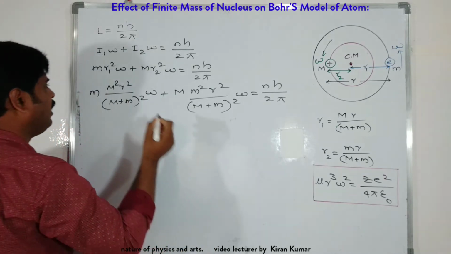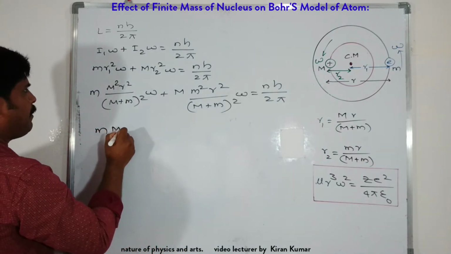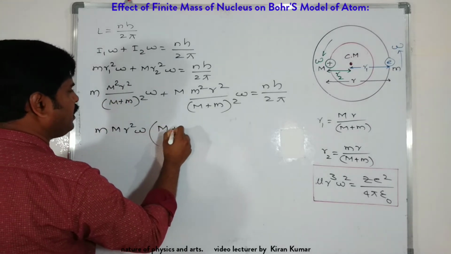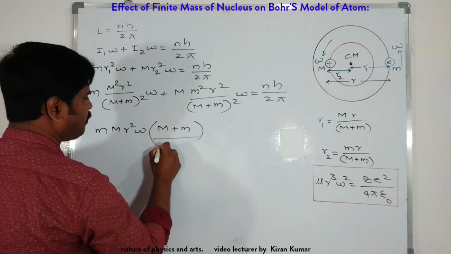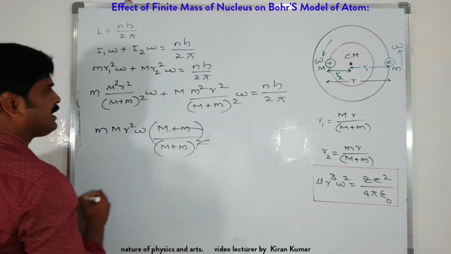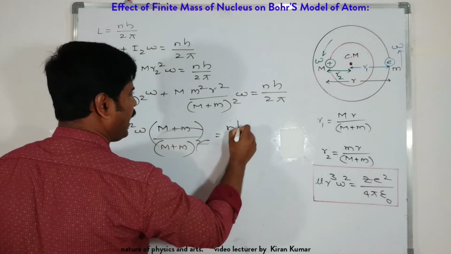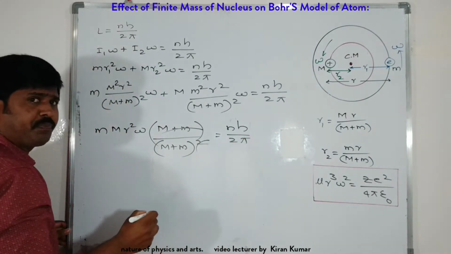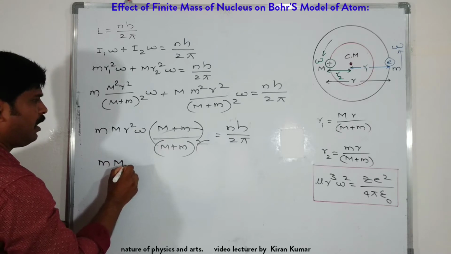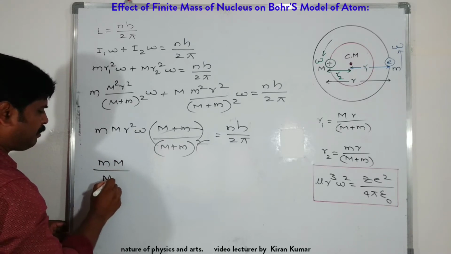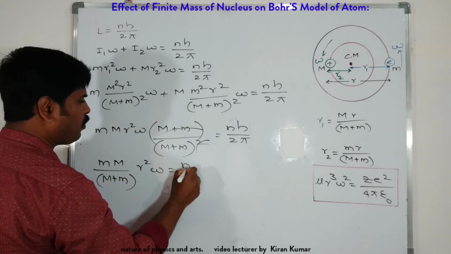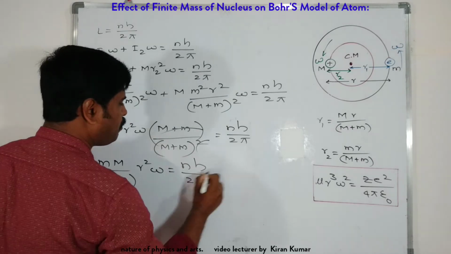Try to understand. Here m capital M r square omega is common. Here capital M plus small m divided by capital M plus small m whole square, this square value gets cancelled, which is equal to nh by 2 pi. Now here small m capital M divided by capital M plus small m into r square omega is equal to nh by 2 pi.